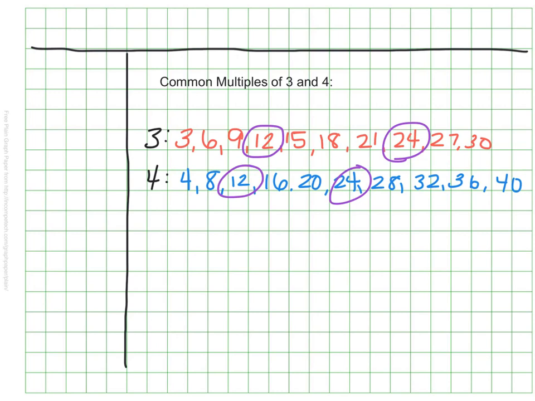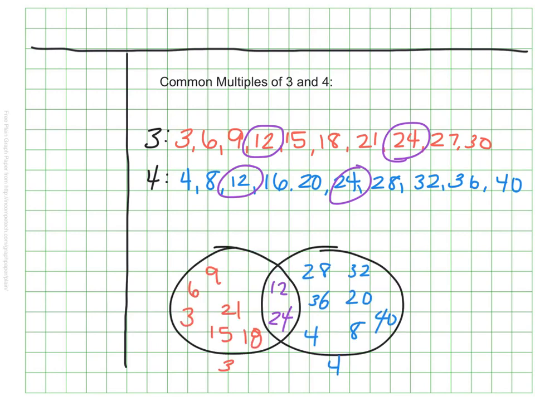so we can compare it to those of you who did it as a Venn diagram. So here we can see in a Venn diagram, on one side I have the multiples of 3, on the other side I have the multiples of 4, and they share 12 and 24. Those are the first 2 common multiples of 3 and 4.